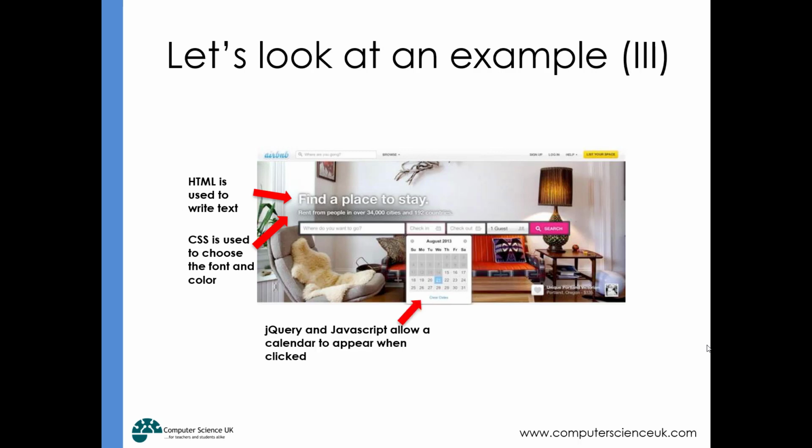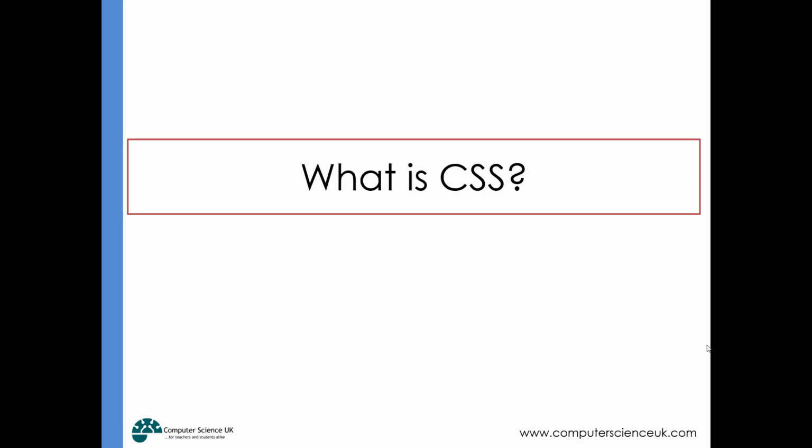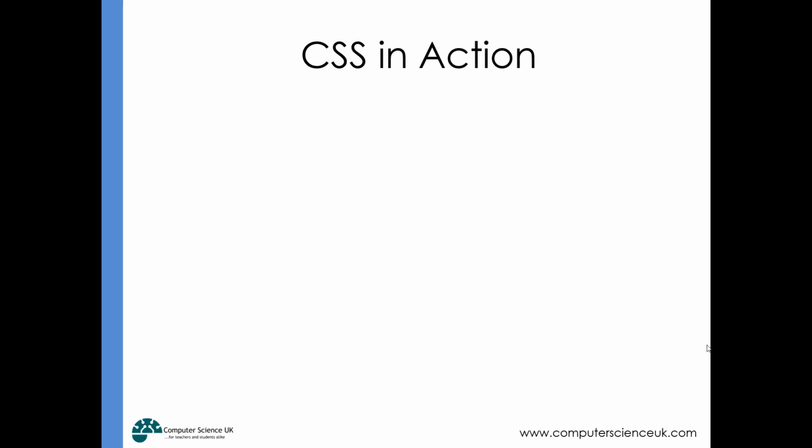And JavaScript or jQuery would then bring the web page to life, make it interactive. For example, here you can see that we've got a little drop down calendar that would have been coded with JavaScript. Okay, so what is CSS? CSS is cascading style sheets.